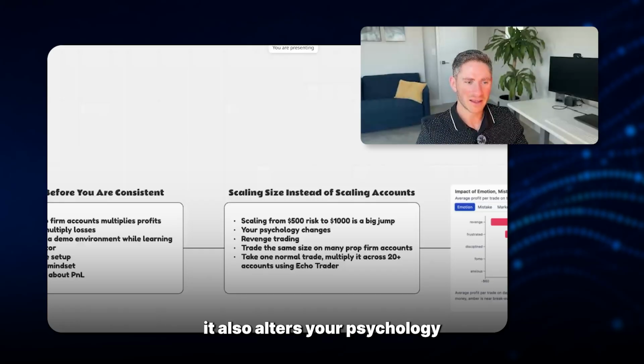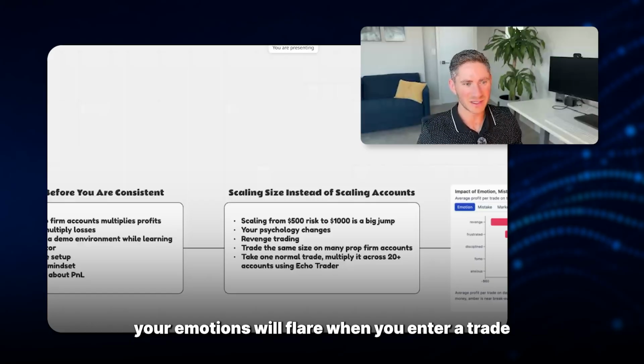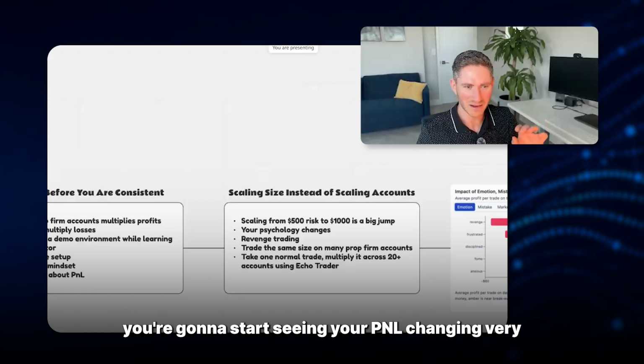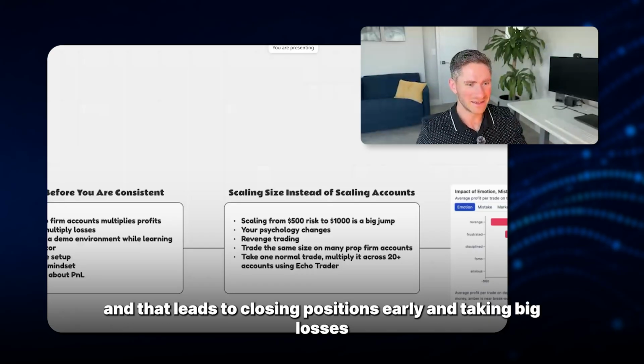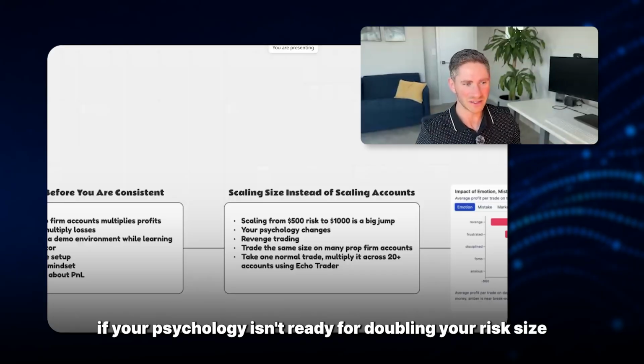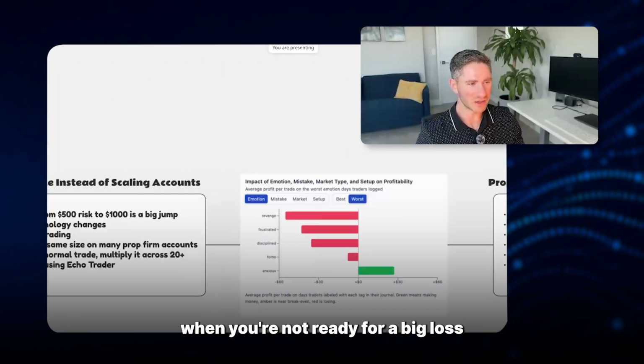It also alters your psychology, and your psychology completely changes when you do this. Your emotions will flare when you enter a trade. You're going to start seeing your P&L changing very, very quickly, and your heart will start beating fast. And that leads to closing positions early and taking big losses if your psychology isn't ready for doubling your risk size. So that's also when you start to revenge trade, when you're not ready for a big loss.